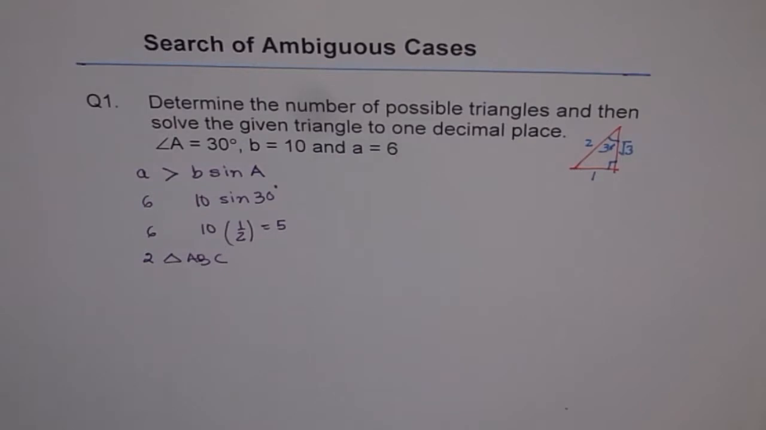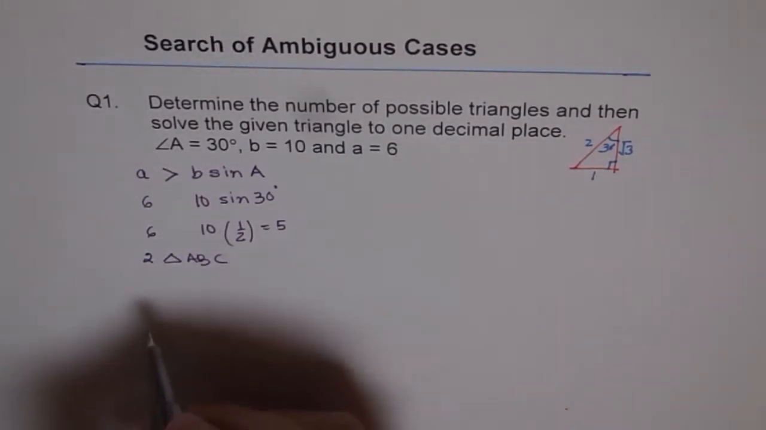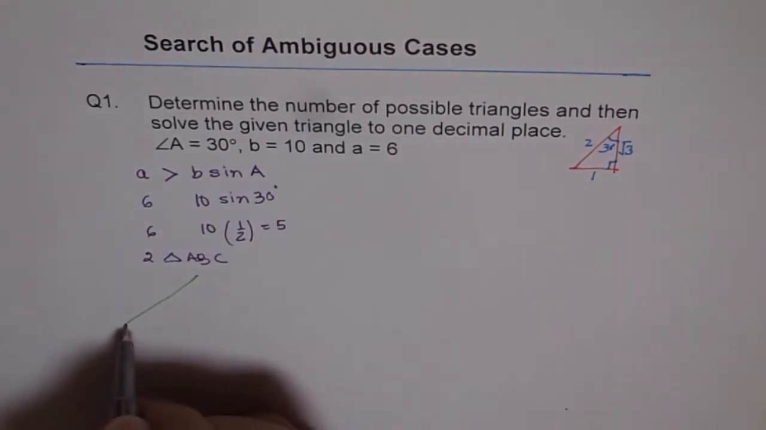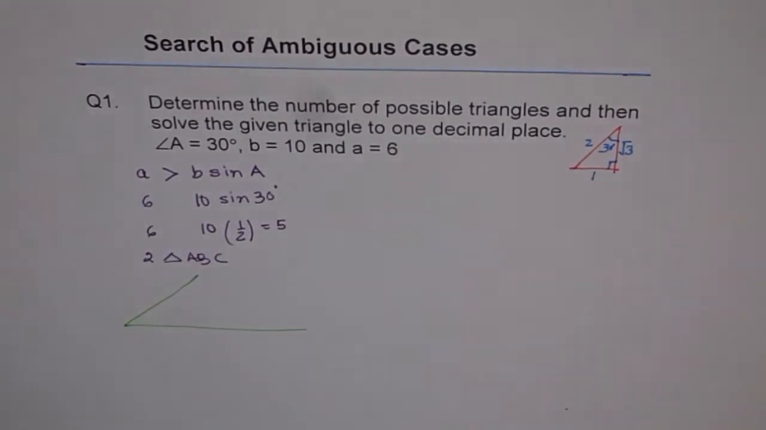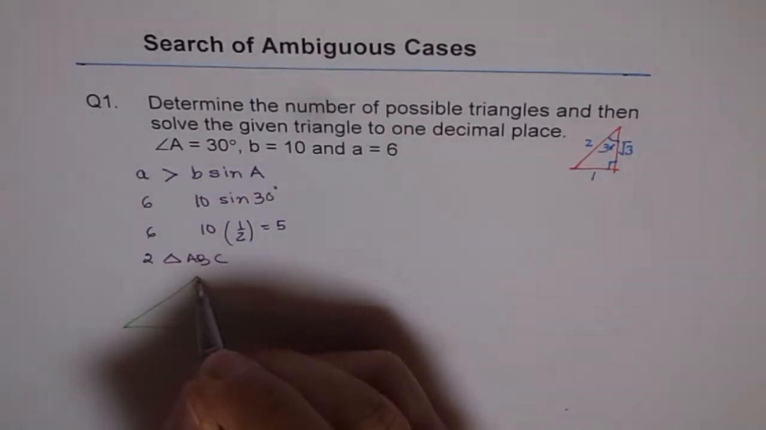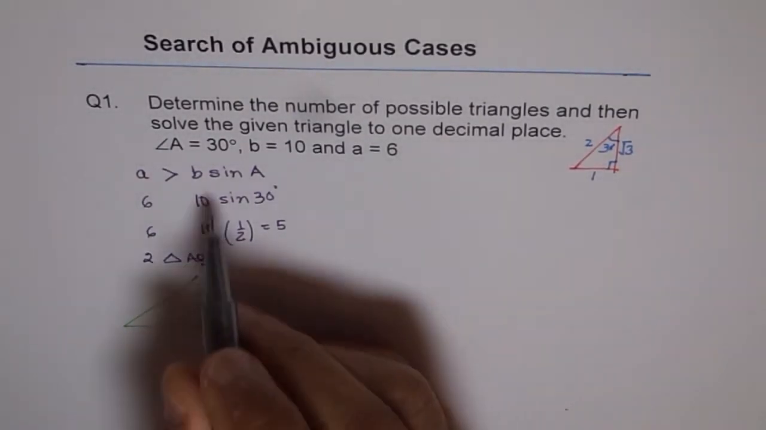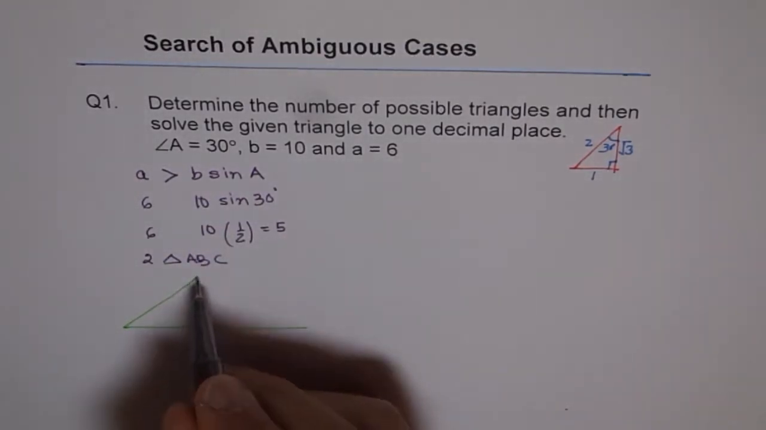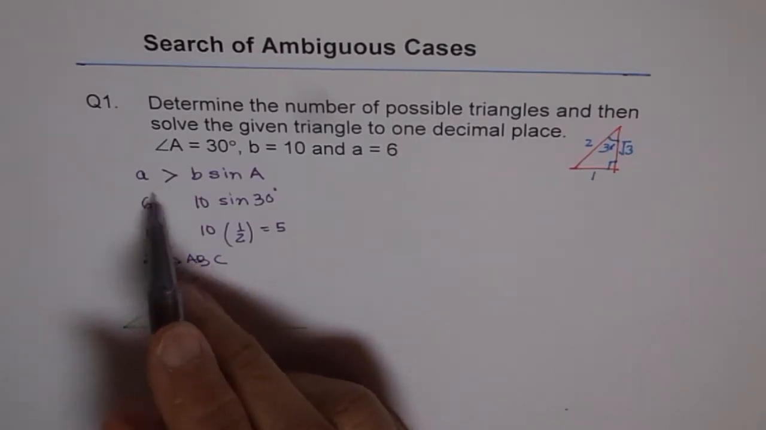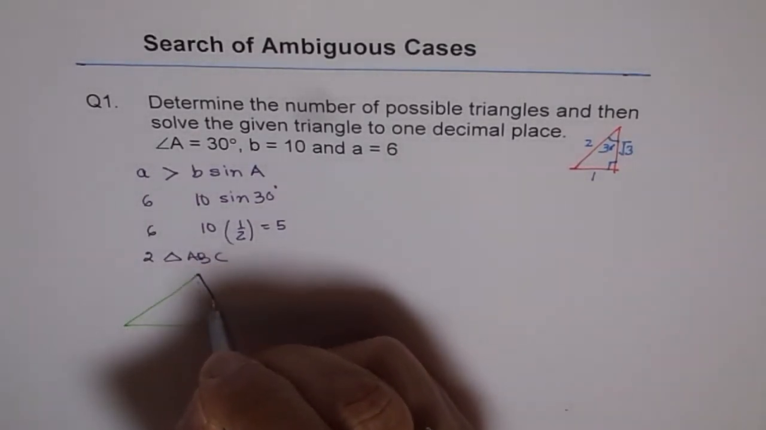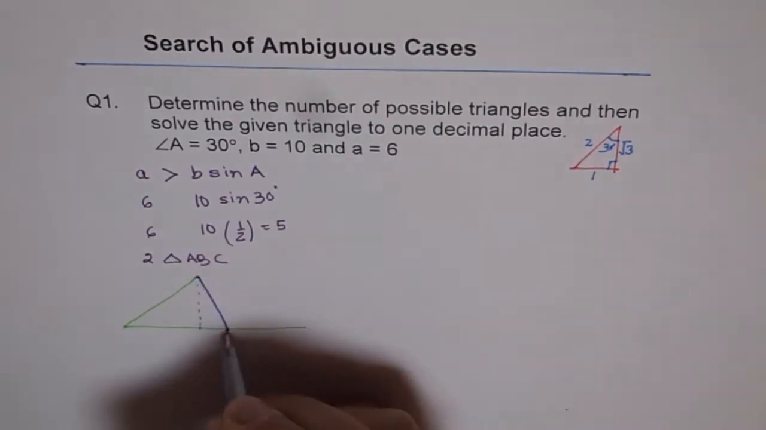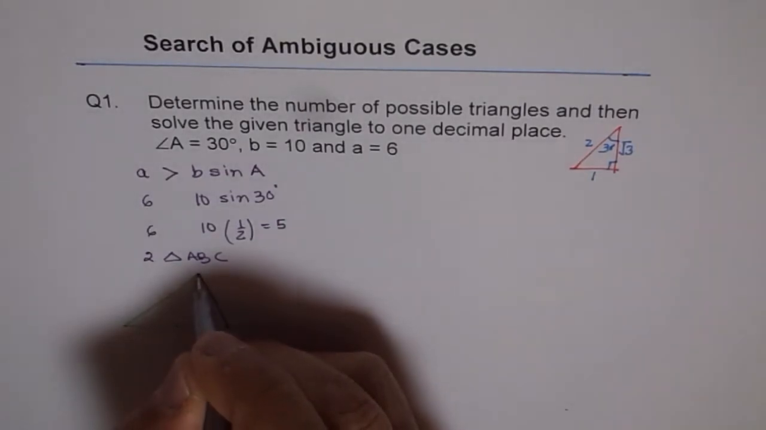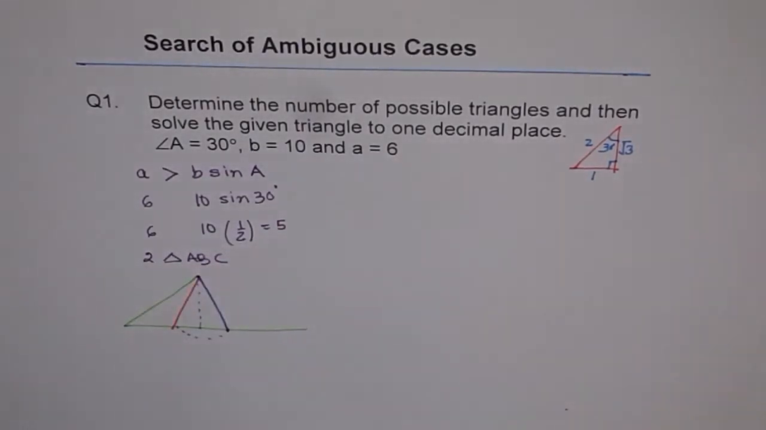How will it look? Let's try to make a rough sketch of the same, right? So we'll make it slightly long. This is my 30 degrees, right? And let me just sketch this like this. So we know b sine A, what we are calculating is actually the perpendicular, the altitude of the triangle, right? Now since a is greater than b sine A, that means we have a triangle like this. It is definitely more than that. And then the second could be here, right? So the second could be a triangle like this. So these are two possible triangles.